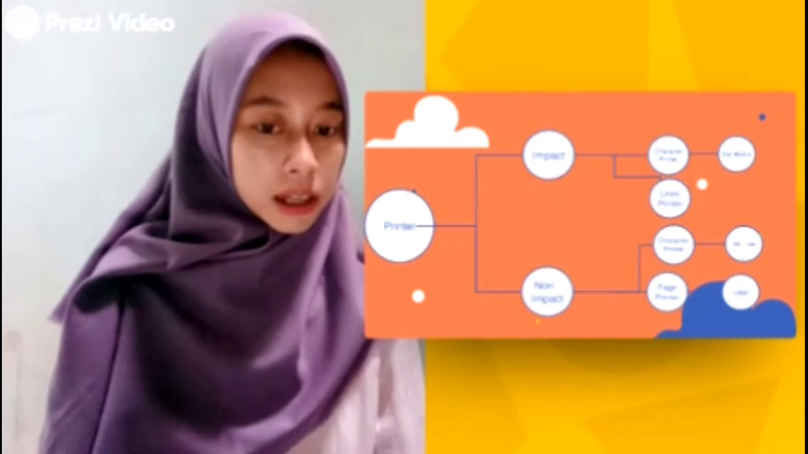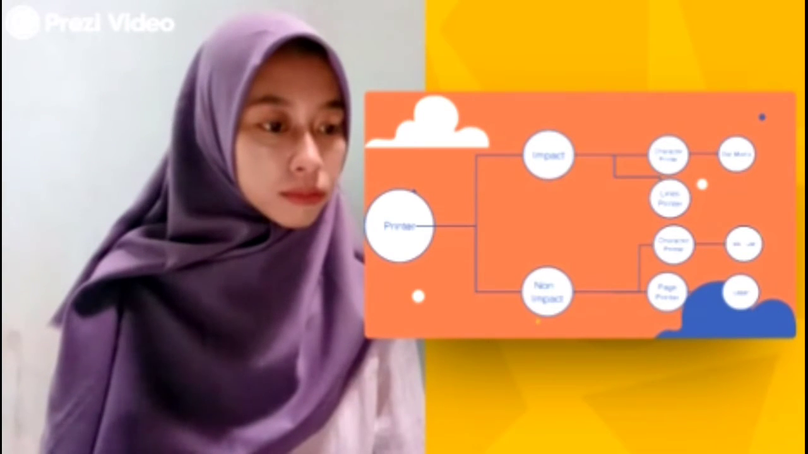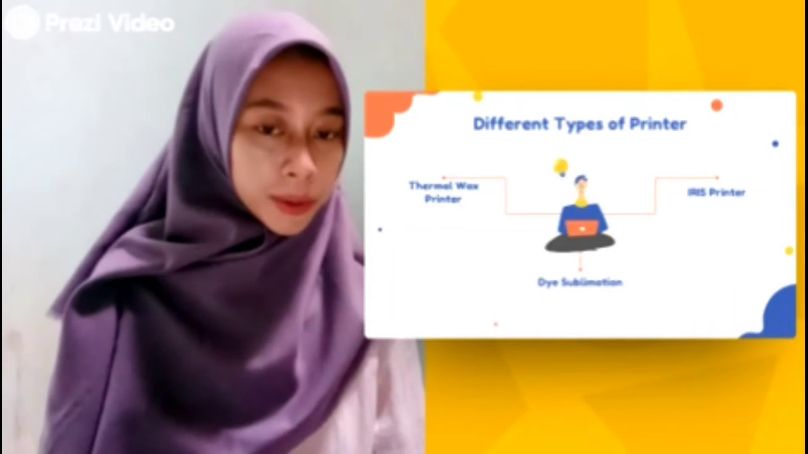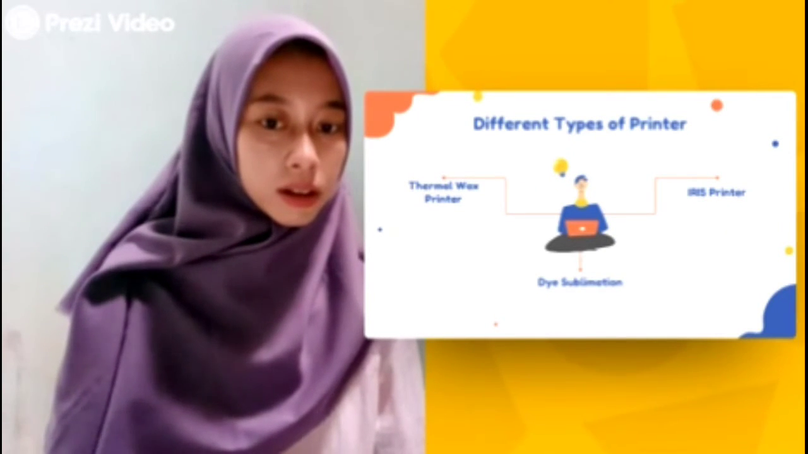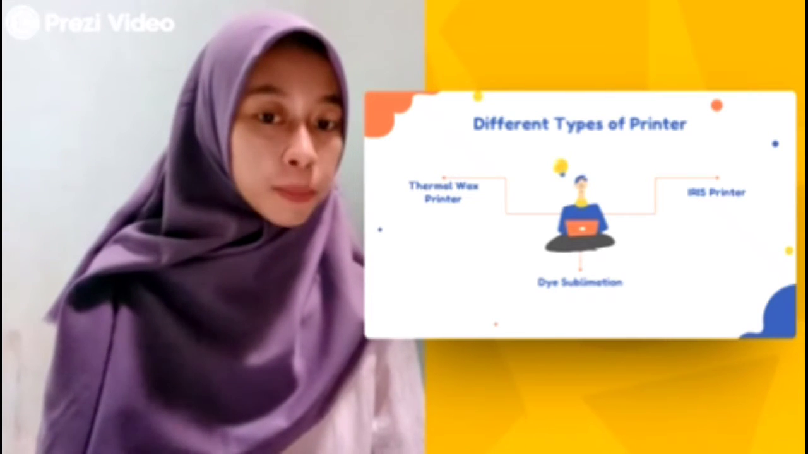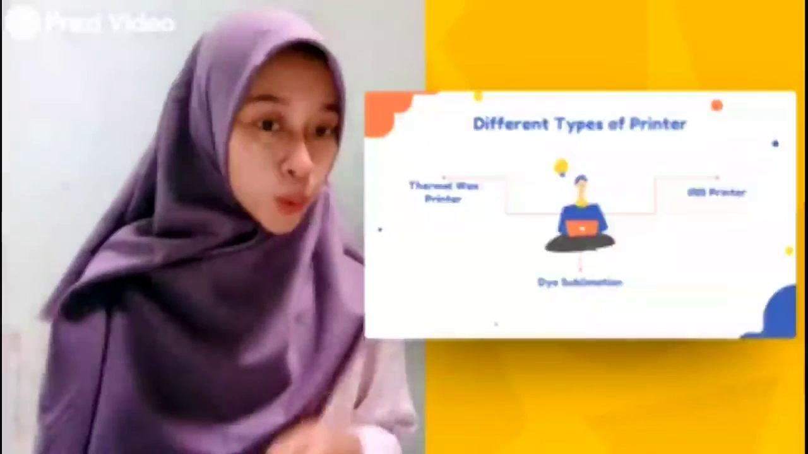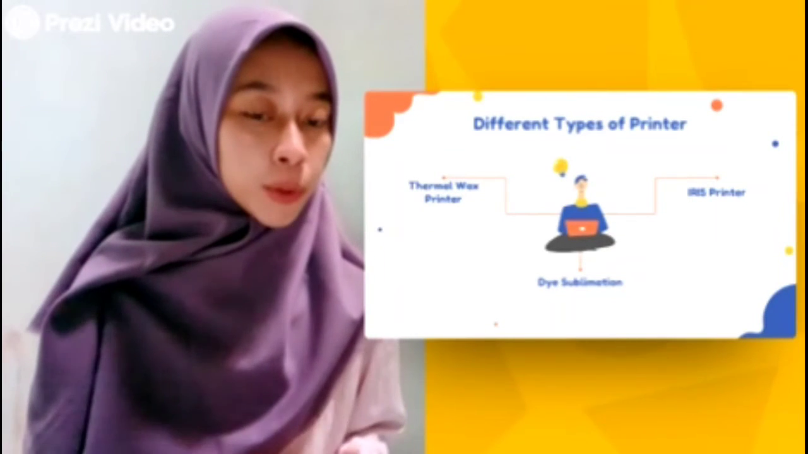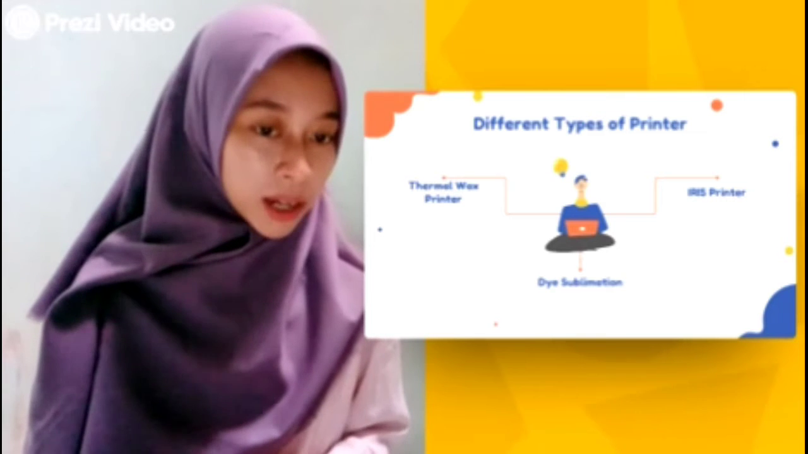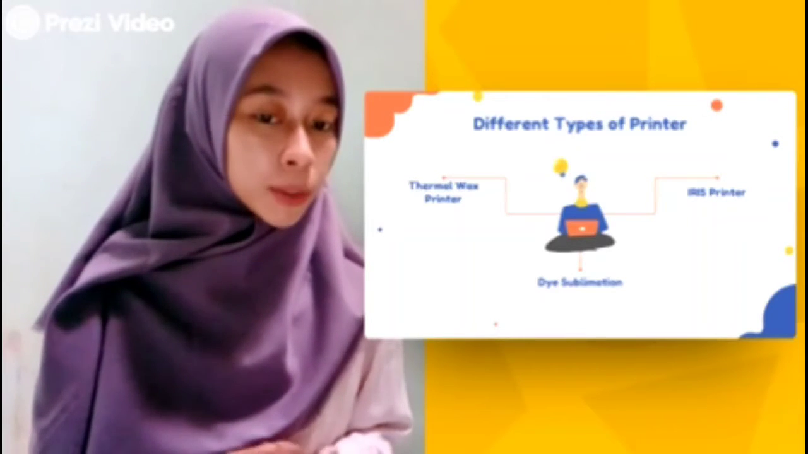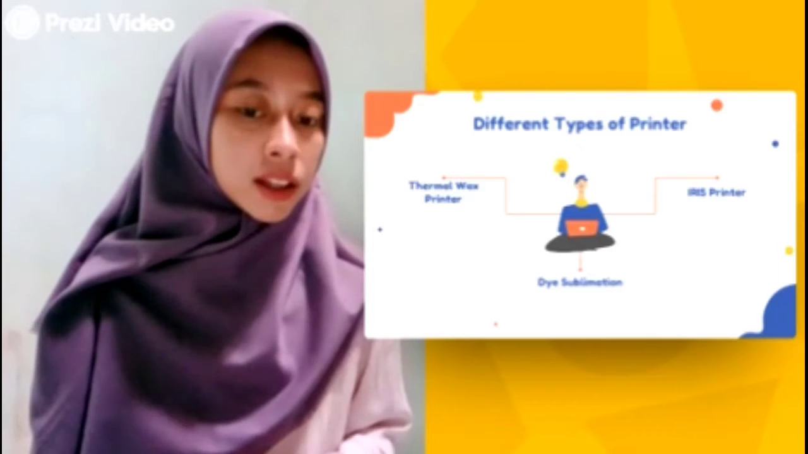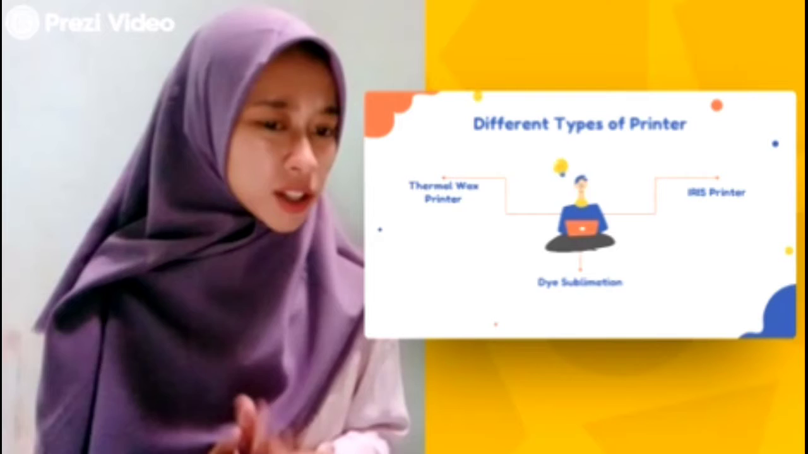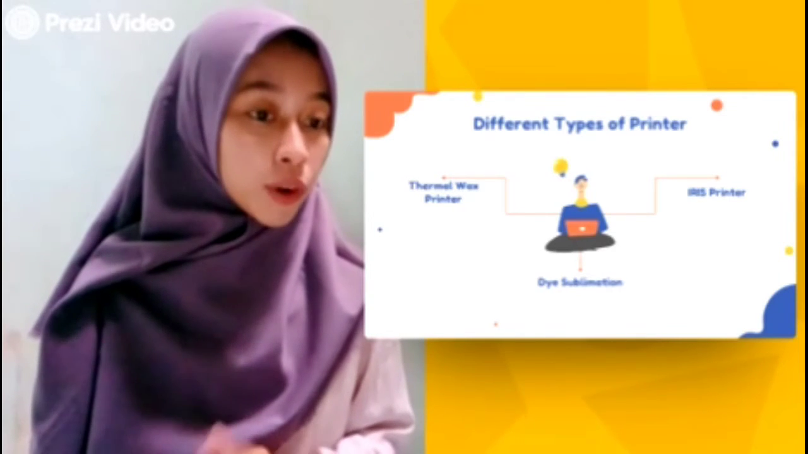And the next is different types of printers. The first is thermal wax printer. It uses wax-coated ribbon and heat, as the magenta, yellow, and black ribbon passes in front of the print head. Heated pins melt the wax onto the paper, where it hardens. The thermal wax printer produces vibrant colors but requires very smooth or specially coated paper for best output.